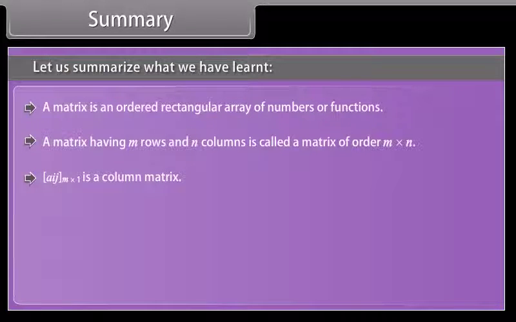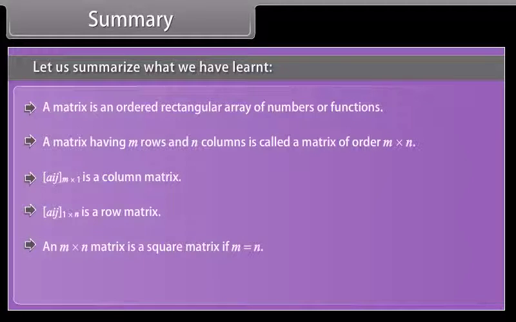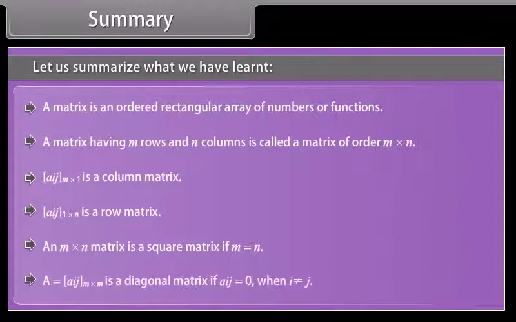A equal to a_ij, m by 1, is a column matrix. A equal to a_ij, 1 by n, is a row matrix. An m by n matrix is a square matrix if m is equal to n. A is equal to a_ij, m by m, is a diagonal matrix if a_ij is equal to 0 when i is not equal to j.